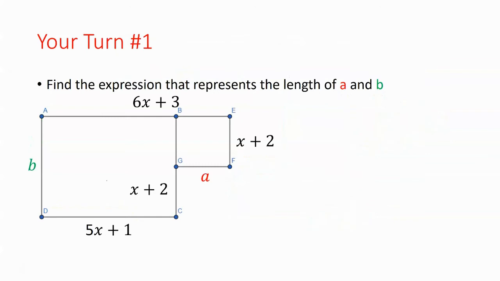All right, so your turn number one. Find the expression that represents the lengths of A and B. So very much the same process as I showed you. Go ahead and see if you can do it on your own. You might be using addition. You might be using subtraction. That's really for you to figure out. So test yourself, see how much you know. And just a little side note: 6x plus 3 does represent AE, that whole side. So just be aware of that.